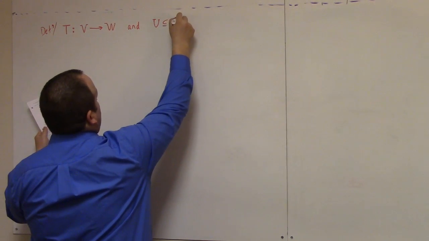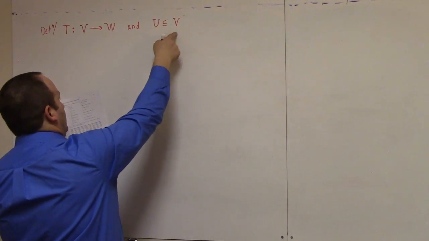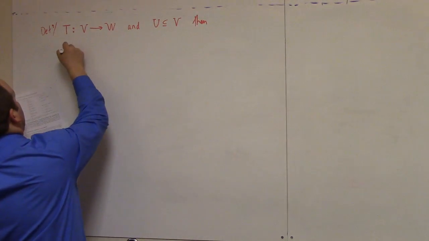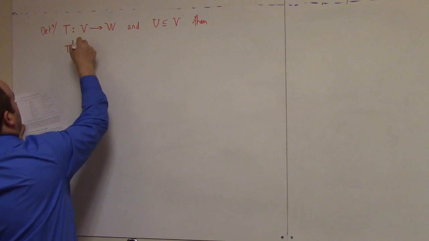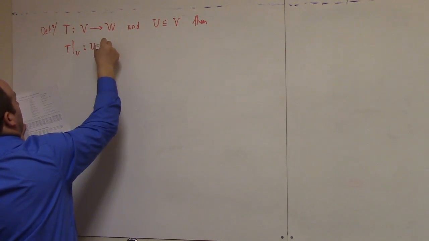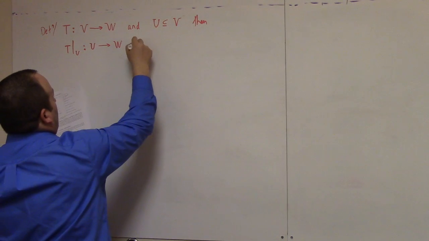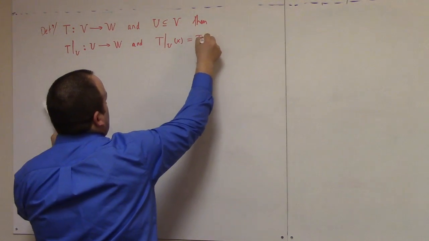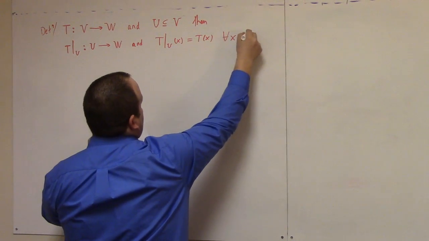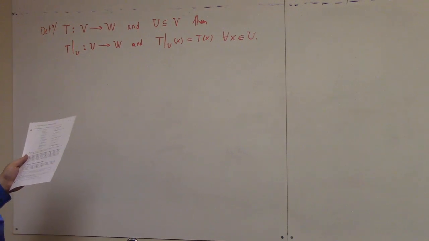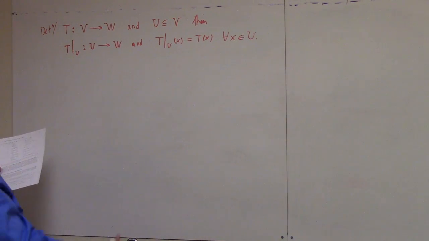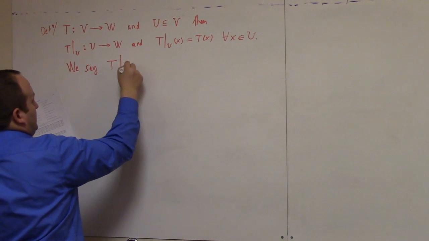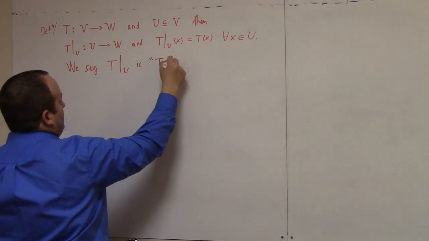You can define a restriction for just a function. You don't need linearity per se. For a subset of V, then we define, I guess this is just set theory at the moment, T restricted to U is a new function. The domain of the new function is U. Its codomain is still W. And it's very boring. It's just that T restricted to U of X is equal to T of X for all X in U. So basically the restriction is just like keep the same formula but change the domain. And just as a point of language, we say T bar U is, quote unquote, T restricted to U.